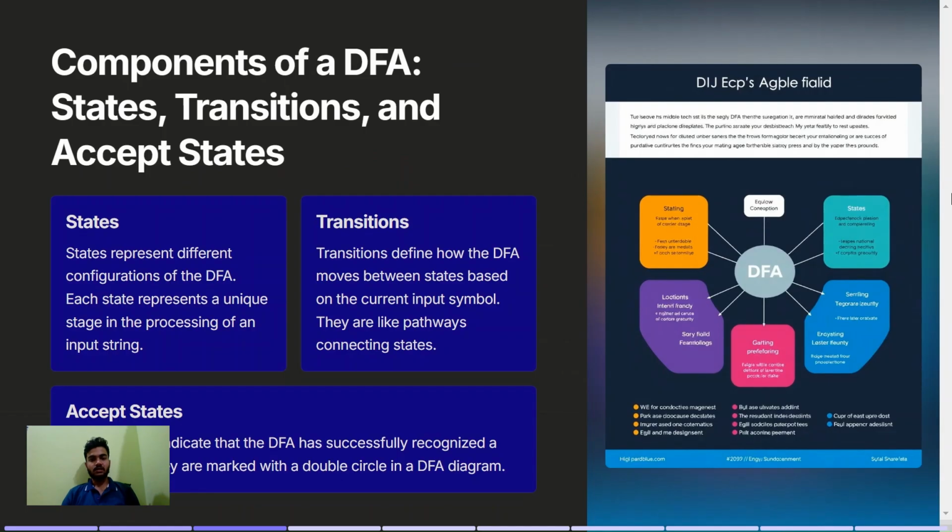Components of a DFA: states, transitions, and accept states. States represent different configurations of the DFA. Each state represents a unique stage in the processing of an input string. Transitions define how the DFA moves between states based on the current input symbol. They are like pathways connecting states. Accept states indicate that the DFA has successfully recognized a valid string. They are marked with a double circle in a DFA diagram. Here you can see a sample diagram of a DFA.